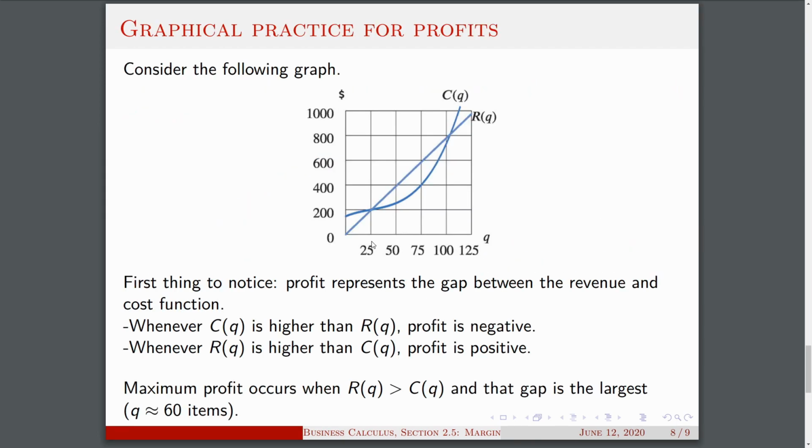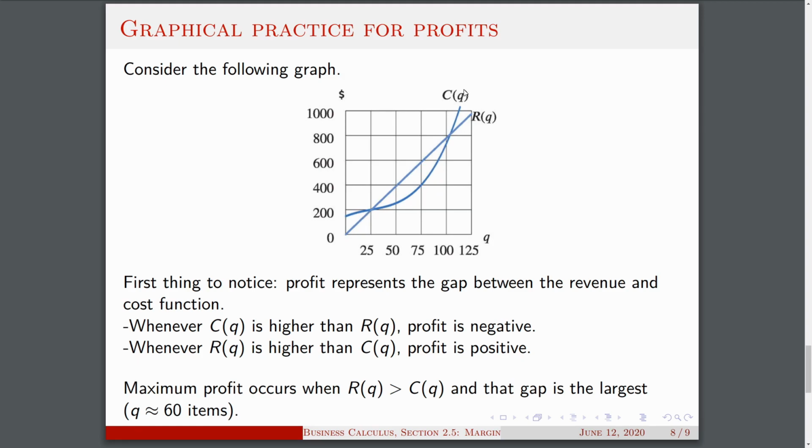So another thing they like to do in this class is consider curves, because revenue and cost functions might be a little more complicated than a straight line, of course. So maybe you have this sort of situation, right, where the revenue function is this line here, and the cost function has a little curve to it.